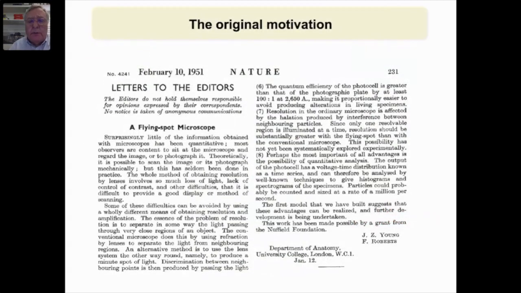So how did we get interested in Oxford? And I think the answer is probably this 1951 paper by J.Z. Young and Frank Roberts, where they started to speak about a thing called the flying spot microscope. And in the first paragraph, they make the remark that surprisingly, very little of the information obtained with microscopes has been quantitative. Most people are happy to sit at the screen and stare at the image, but rarely have people really tried to get anything quantitative out of the instrument.